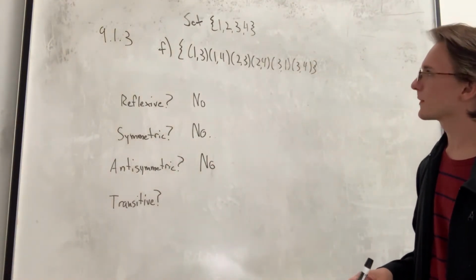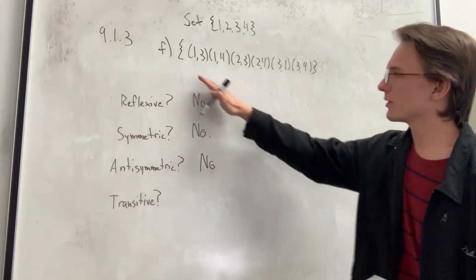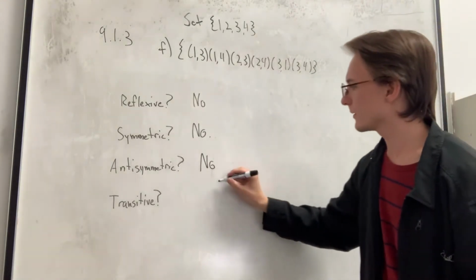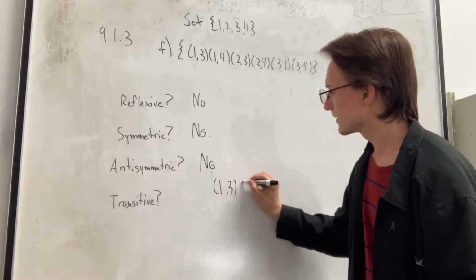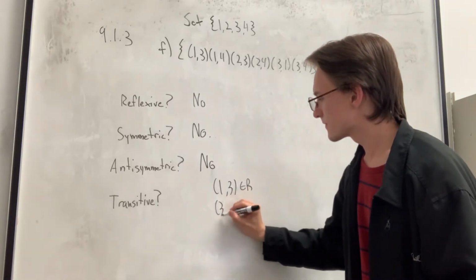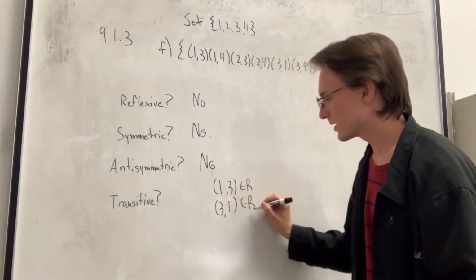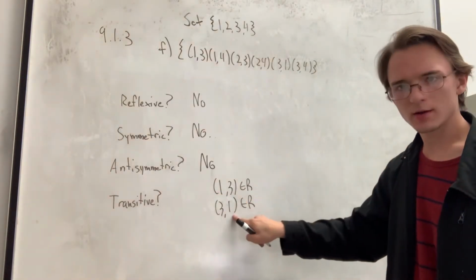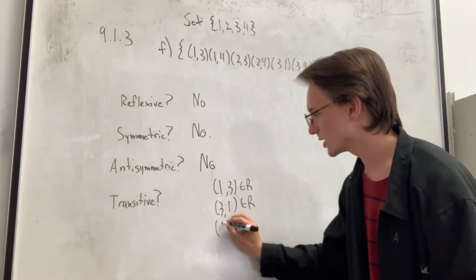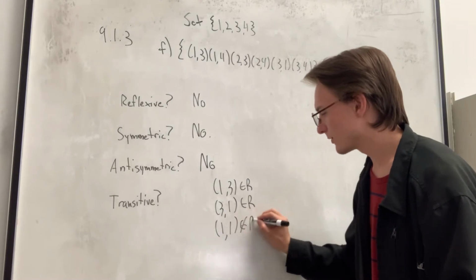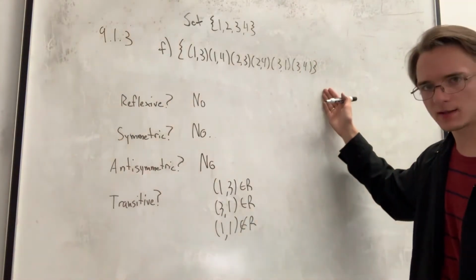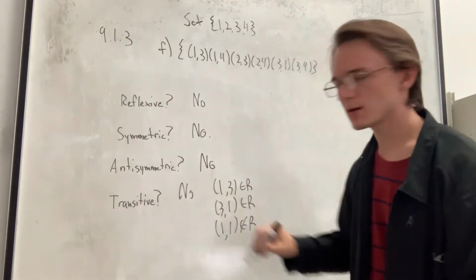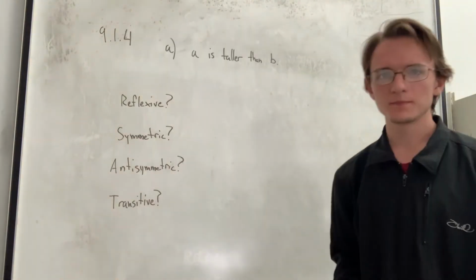Finally, it is also not transitive. We have 1 comma 3, we have 3 comma 1, both in our relationship. Therefore, 1 comma 1 should also exist in our relationship, but we already see it does not. So no, it is not transitive either.